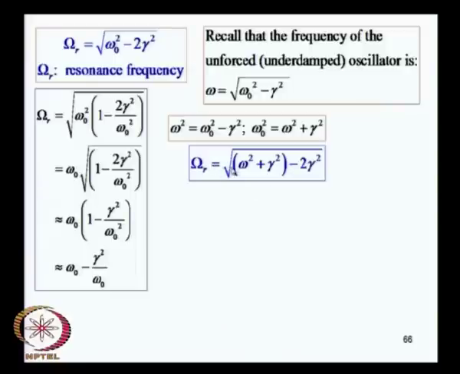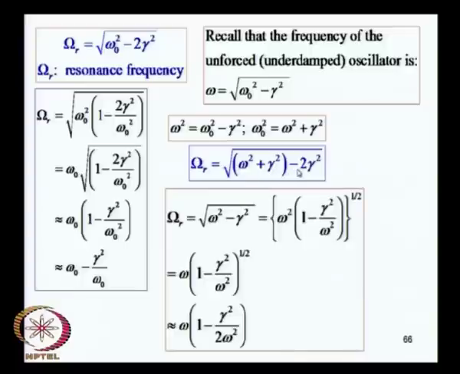So, you combine these results and you get omega r to be given by the square root of this omega square plus gamma square, which is actually this omega 0 square, as you can see clearly from this form over here. So, this omega 0 square is replaced by omega square plus gamma square in this term, and you have this minus twice gamma square, which is coming over here. If you remove this bracket, you are left with plus gamma square minus twice gamma square. So, you will get only one factor of gamma square to be subtracted from omega square.